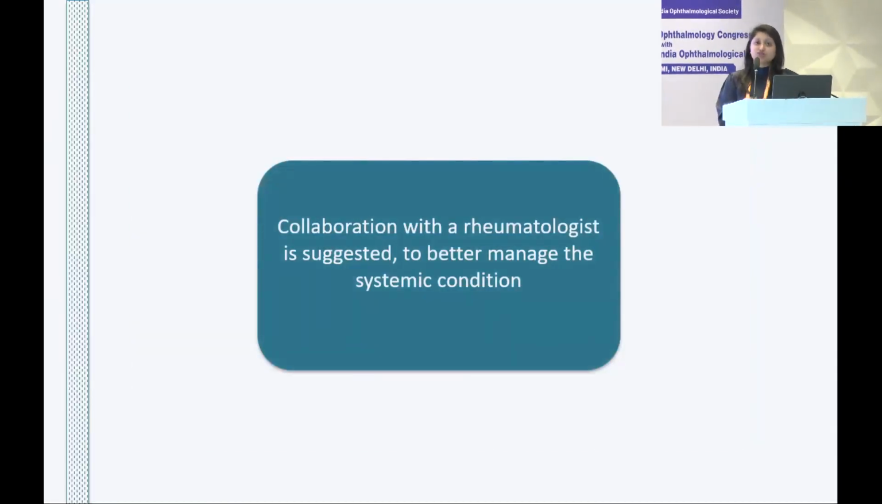In the end, I would just want to say that collaboration with the rheumatologist is suggested, because a lot of times we may not know the extent of the systemic illness and what treatment we'll want to give, which is appropriate for the patient.